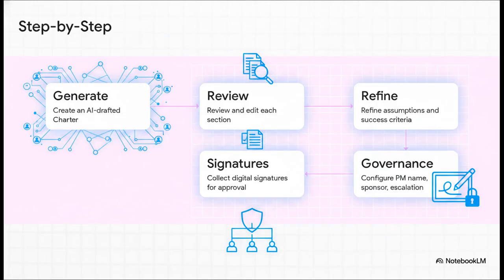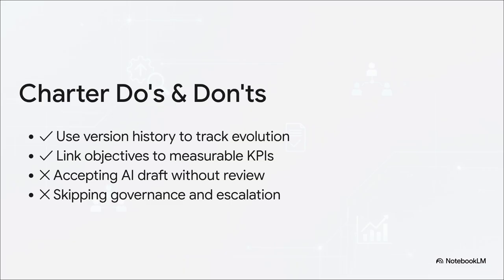Then, confirm and edit this draft. The workflow is seamless. You generate the AI draft, carefully review and edit each section, and refine those success criteria until they're crystal clear. After that, you'll configure your governance, which means establishing the PM, the sponsor, and the escalation path. And finally, you'll use the built-in digital signature workflow to get that formal approval locked in. PM Molly uses this information to officially establish your right to exist as a project.